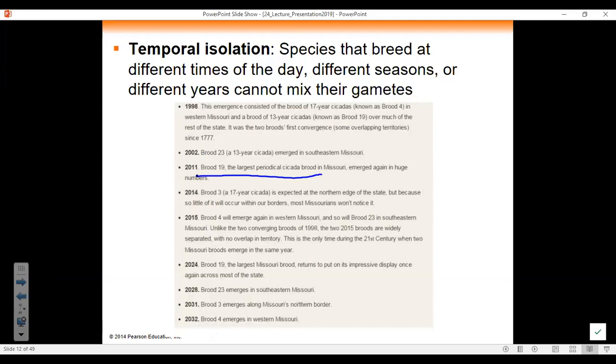Brood 19 is a big one, and every time brood 19 comes, it causes problems. So if you look here, we only have 4 more years till it comes back again. But there are all these other broods. Brood is just the group of the organism. Brood 19, the one that came out in 2011, is a 13-year cicada. There's another one, brood 23, that's a 13-year cicada. We have some that are 17-year cicadas.